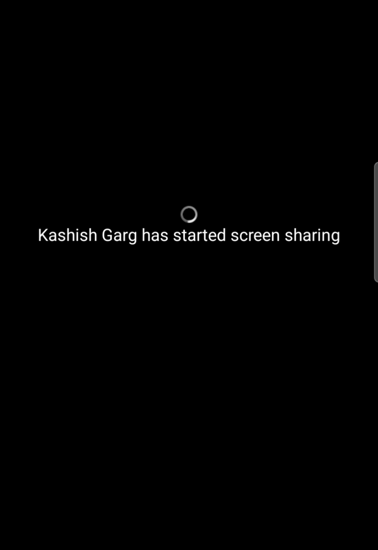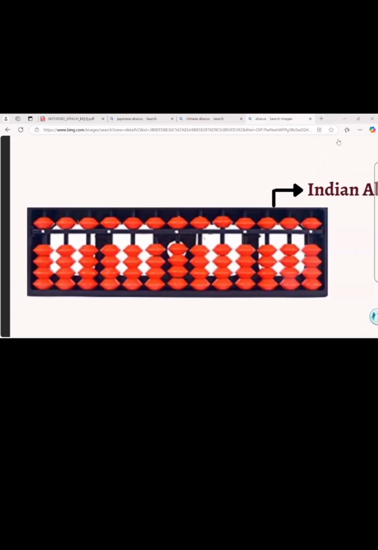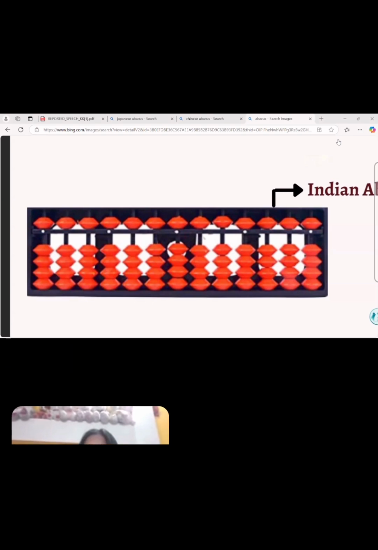Okay. So now I'll share my screen and I'll show you the picture of an abacus. Tell me if you can see it, and then we'll learn the parts of the abacus, because learning the parts of the abacus is very simple, very easy. Yes, ma'am. Give me a minute. Please tell me if you can see my screen. Wait a minute, I'll just share my screen. Can you see my screen? Yes, ma'am.